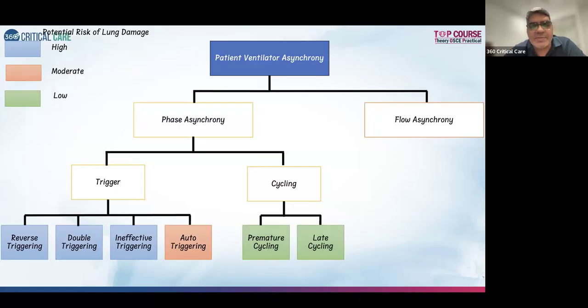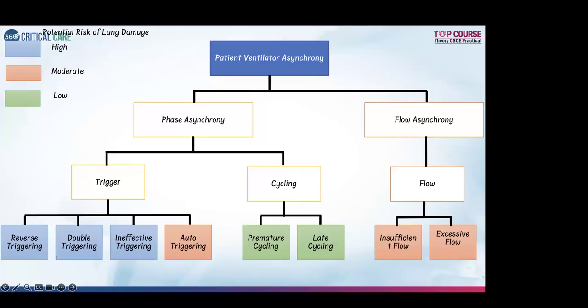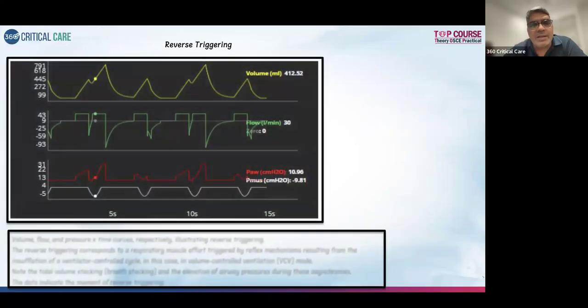But you can still have some cycling abnormality, premature cycling and late cycling. Again, one can coexist with multiple abnormalities, so it's very hard to delineate what is happening in the same patient at one moment. The third is flow asynchrony, which is insufficient flow or excessive flow. The majority of the abnormality happens in the field of trigger. There are some abnormalities that can happen with cycling and flow. We'll start with the trigger.